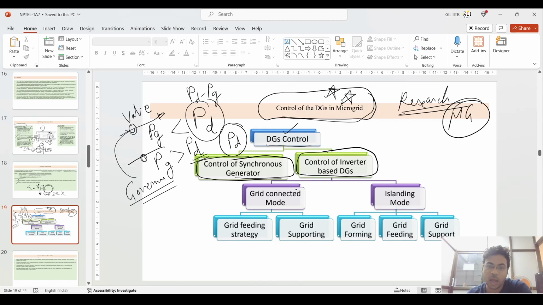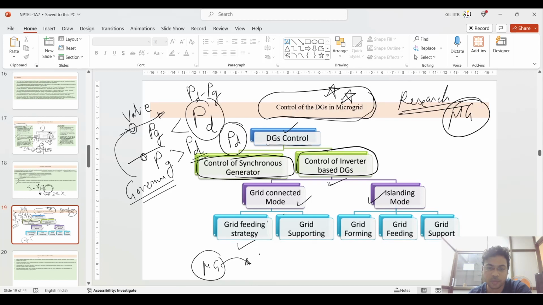And coming to this inverter based DG, there is a two kind of operation mode, what I have told you, that is a grid connected mode and the islanding mode. In the grid connected mode also, there are certain architectures based upon this control topology, that is grid feeding, because this microgrid is sending power to this grid when there is a grid need, and grid supporting.